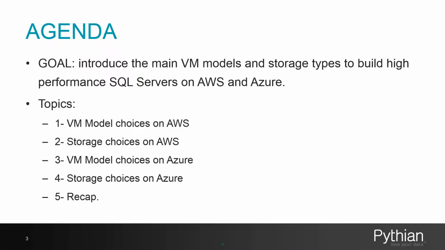So a little bit more detail of what we're going to look over today. I'm going to look into the virtual machine model choices on AWS and the storage choices on AWS. Then we're going to do the same thing, virtual machine model choices on Azure and the storage choices on Azure. And then we'll do a recap for both as a way of a summary before the end.